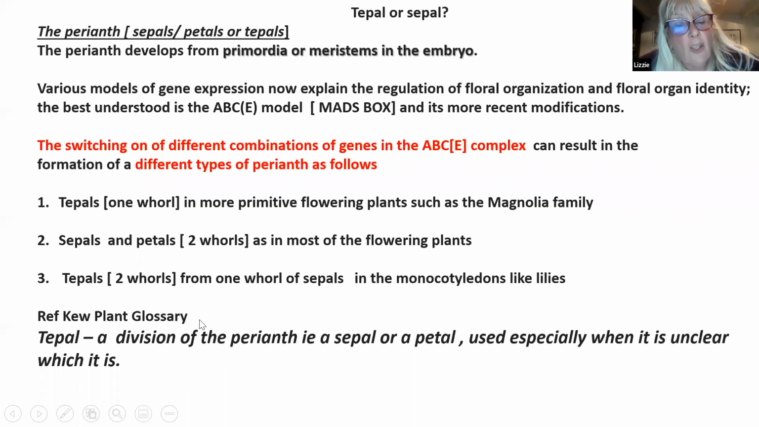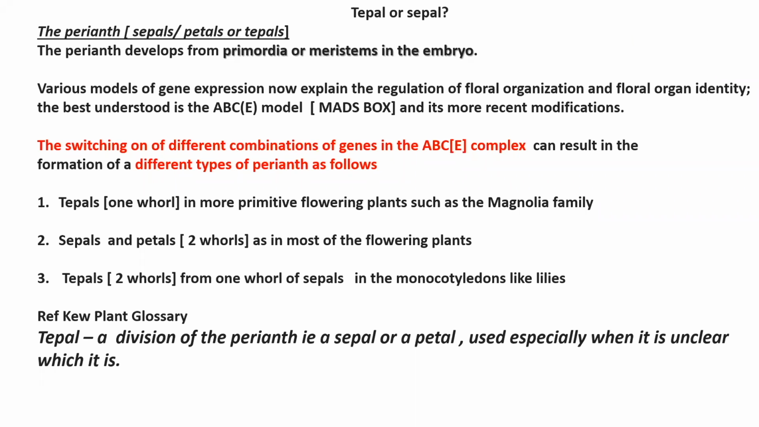And the Kew Plant Glossary, which is a very good book and definitely to recommend, says: tepal, a division of the perianth, i.e. a sepal or a petal, used especially when it is unclear which it is. And I think that's a great definition. So let's forget about the rest and stick to what the Kew Glossary says. Okay, so that's where we are.